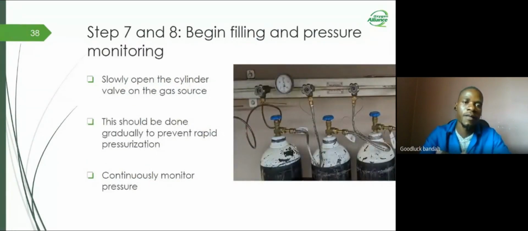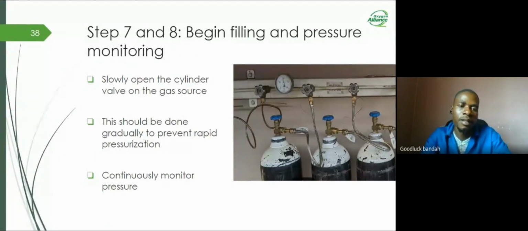Now let's look at steps 7 and 8, which is beginning to refill the cylinder and pressure monitoring. In this process, what you do is you slowly open the cylinder valves on the gas source. As shown on the left, you have to slowly open the valves. This is done to avoid rapid pressurization of the cylinders, because rapid pressurization will lead to explosion. So to avoid explosion of the cylinders, it's important that the filling is done gradually.